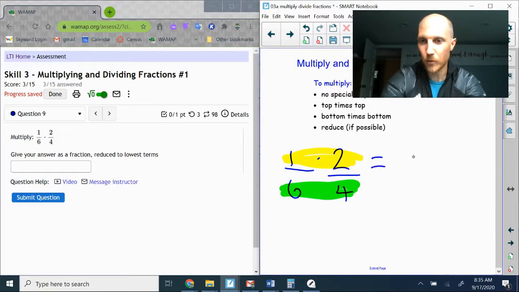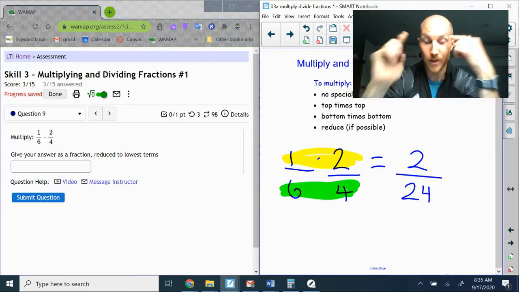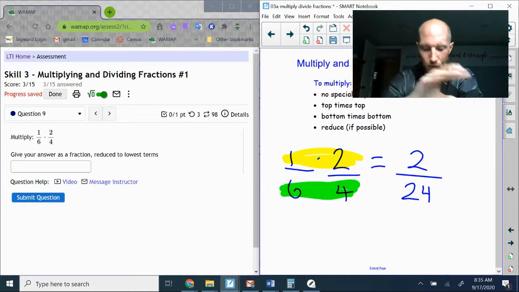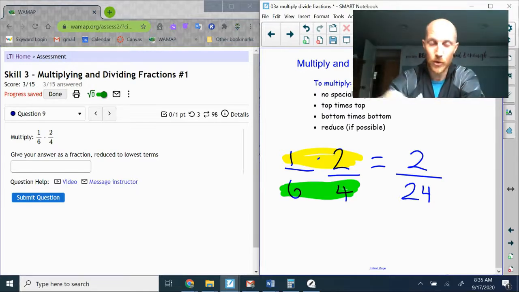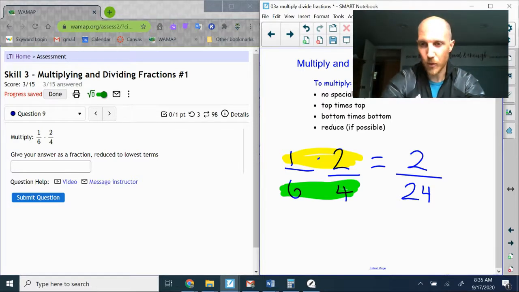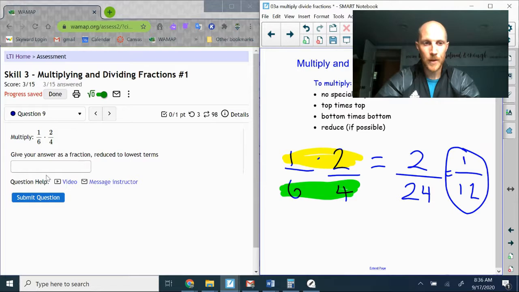Equal. There we go. Okay, so 1 times 2, that is 2. And then if I multiply the bottom, 6 times 4, that's going to be 24. And I got to think about reducing. Can I find any row in my times tables where 2 and 24 both show up? Or you can think about it differently, what number will multiply into 2 and 24? Well, 2 goes into both of them. 2 multiplies by 1 to get itself, and 2 multiplies by 12. Okay, so equals 1/12.